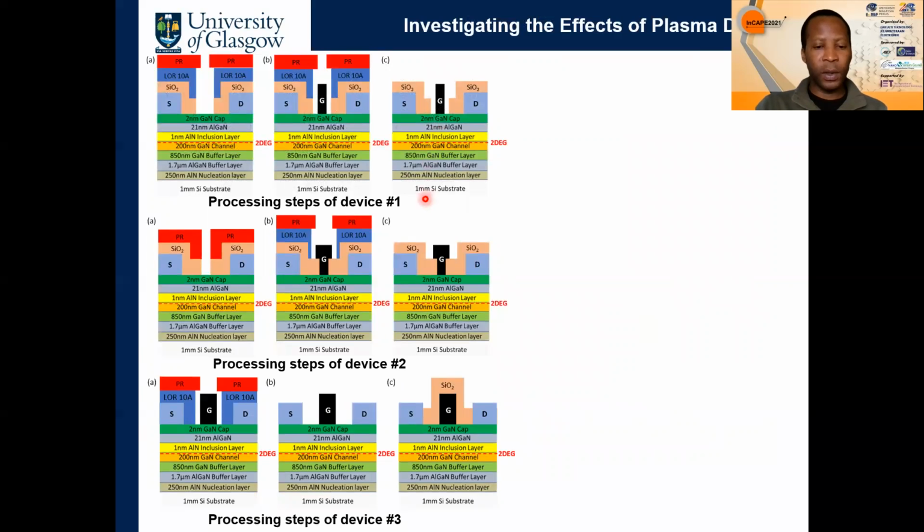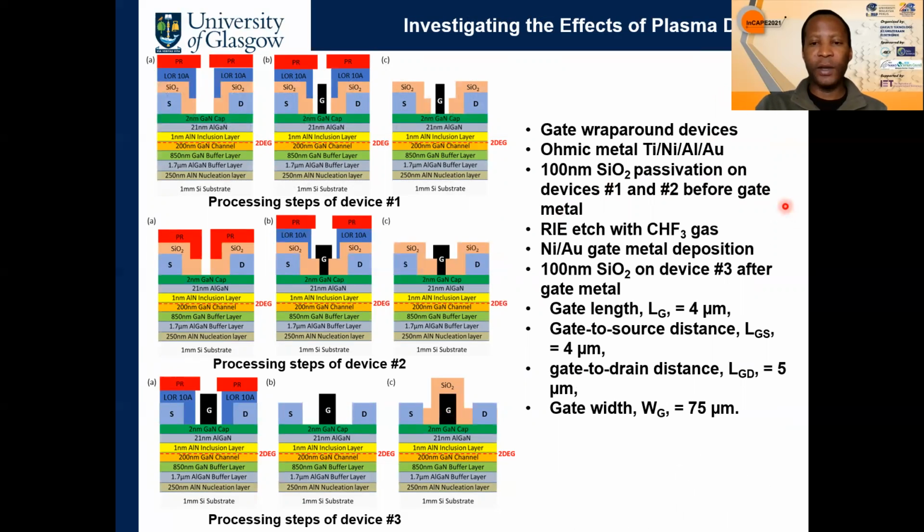A third device, called device number 3, was used as a control device. On device number 3, there was no plasma to the gate region, and the silicon dioxide passivation was employed after the gate metal deposition. All three devices are gate wraparound devices with an ohmic metal stack of titanium, nickel, aluminum, gold, and 100 nanometers of silicon dioxide passivation. On all the devices, the silicon dioxide was etched using the RIE tool with fluoroform gas, and the gate metal on all three devices is nickel and gold.